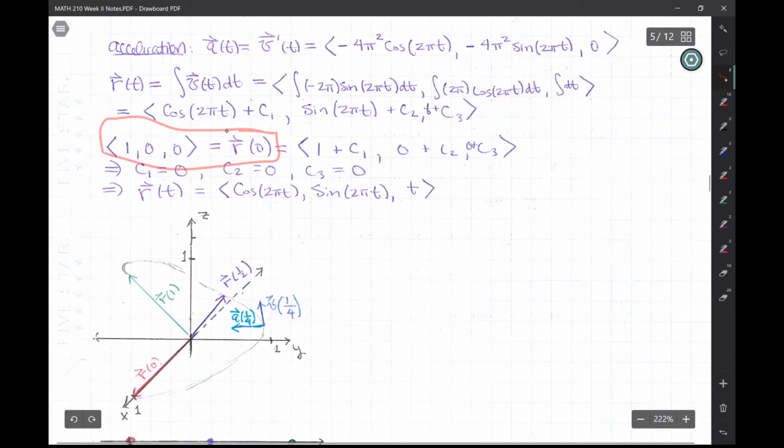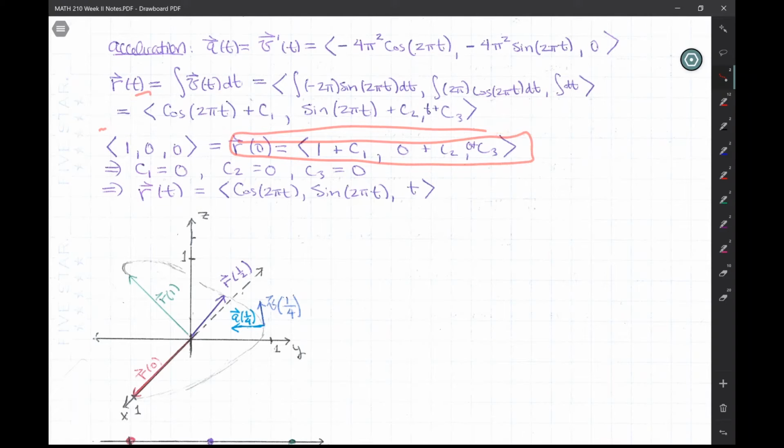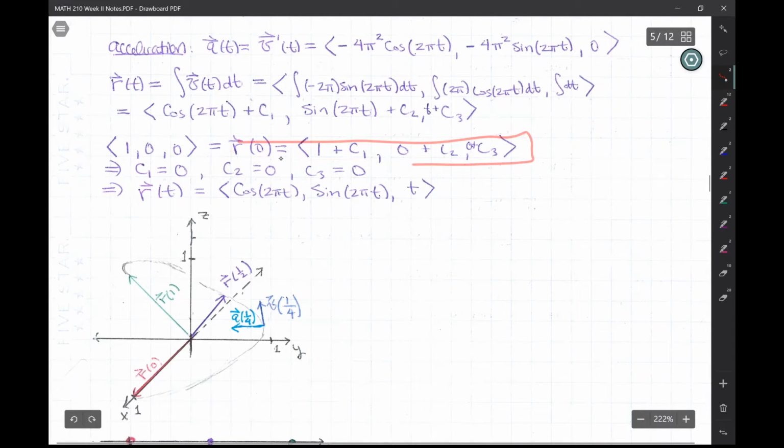Our initial position given in the problem is the left-hand side. That's the left-hand side that you see there. That's given. And on the right-hand side, what are we doing to get the right-hand side? We're plugging in 0 into our function that we got through taking an indefinite integral. So we're taking 0 and plugging it into all of these different locations. So we'll have the r of 0 on the right-hand side is 1 plus c1, c2, and then 0 plus c3 there. And now we have to match both sides.